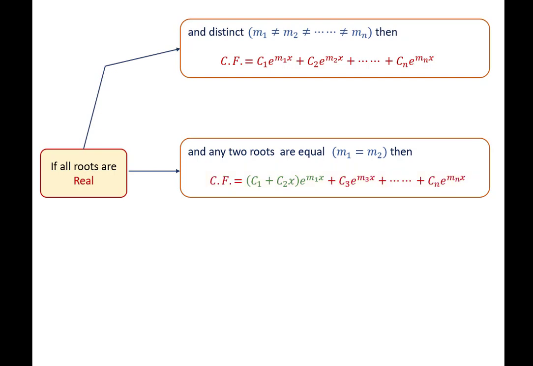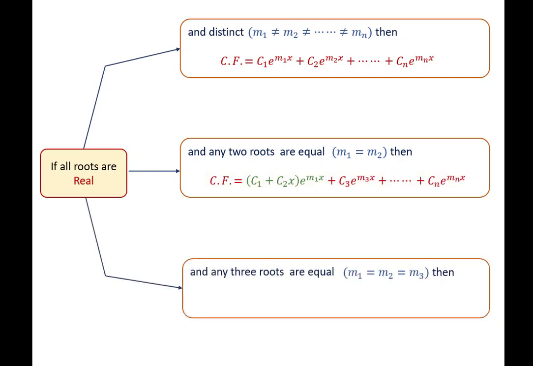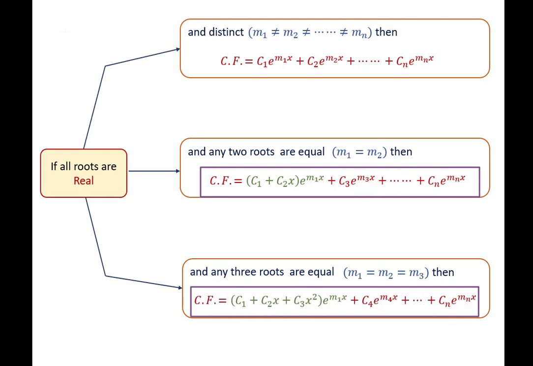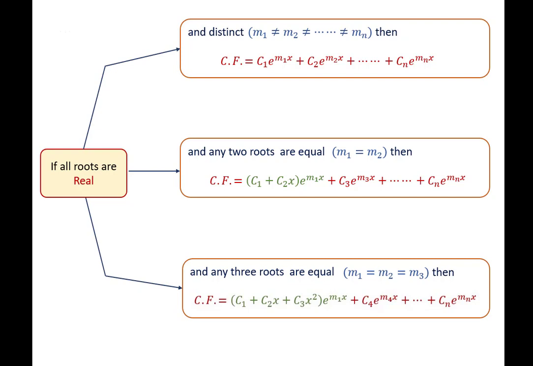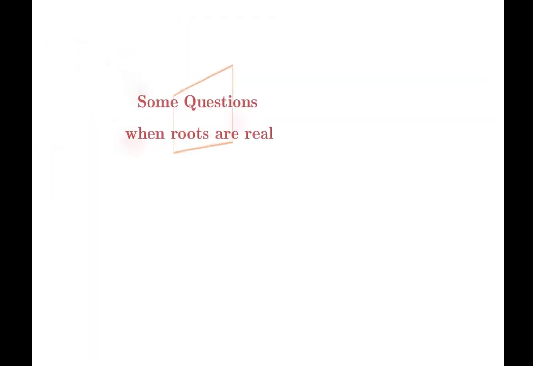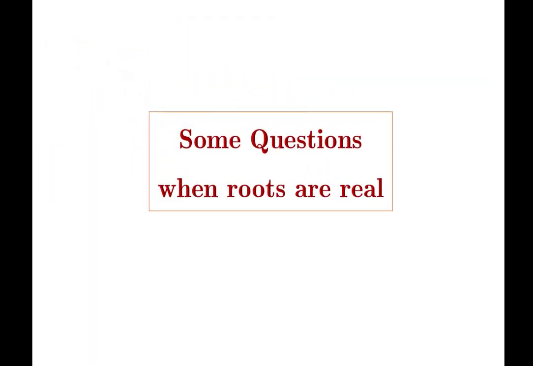Now if all roots are real and any three roots are equal, say m1, m2 and m3 are equal roots, then the complementary function will be (c1 plus c2x plus c3x square) into e power m1x plus c4 e power m4x up to cn e power mnx. In a similar way, we can find the complementary function when we have more than three equal roots. Now to make this concept clearer, we will discuss some questions when roots are real.